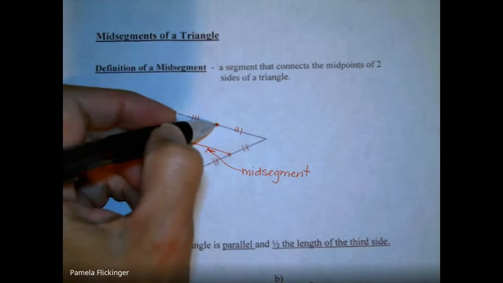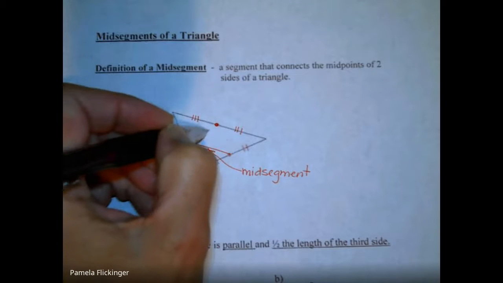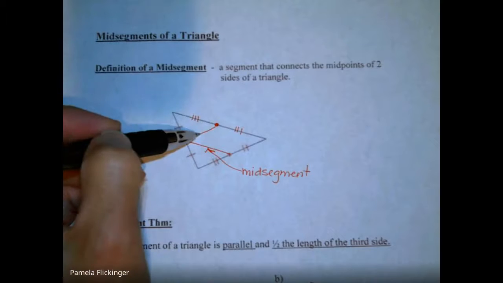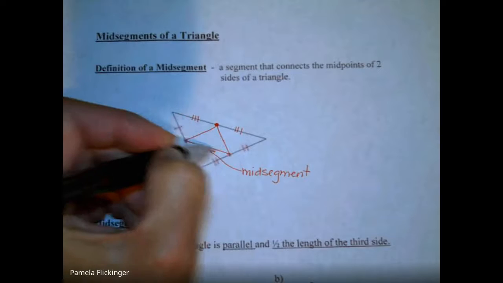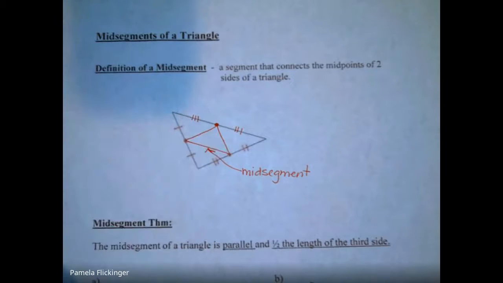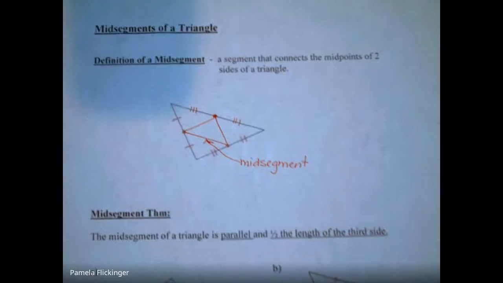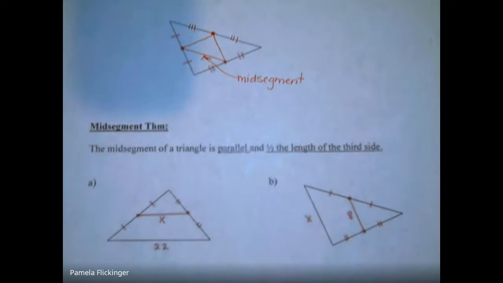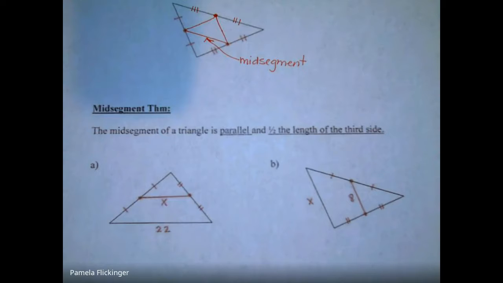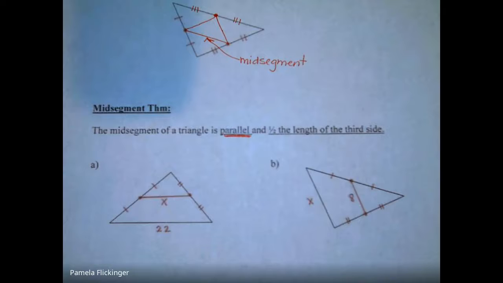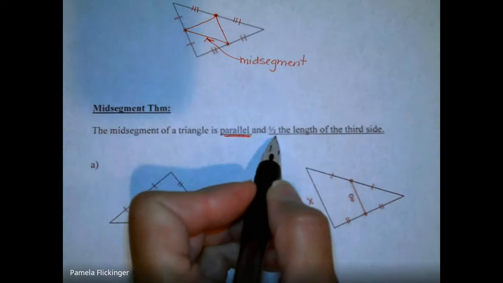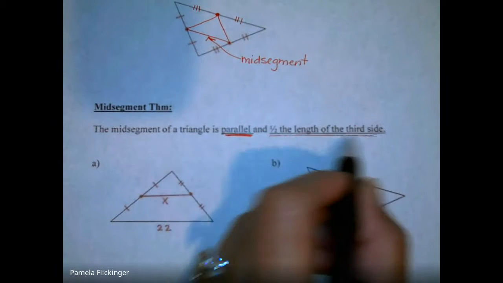But if I find that midpoint, then I can connect that to that midpoint. So this would be a midsegment. I could connect these two midpoints. So this would be a midsegment. So I can draw three total midsegments in any given triangle. Now, the midsegment has some special properties, and it's these properties that allow us to solve problems. The midsegment of a triangle, one, is going to be parallel to the third side. And the second is that it is half the length of the third side.